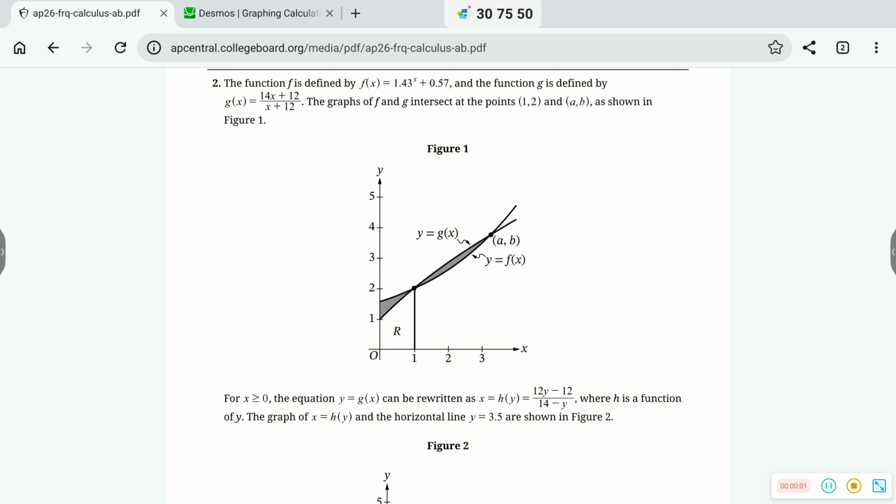All right, let's do this number two. This is the 2026 AB Calculus pre-response. This is the area volume question. It just happens to be one we can do on the calculator here. So we're given these two figures.